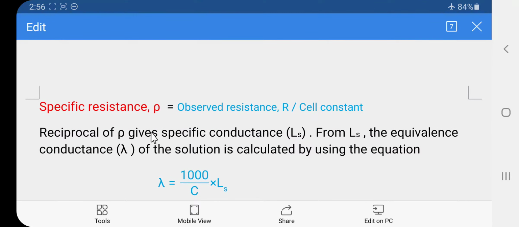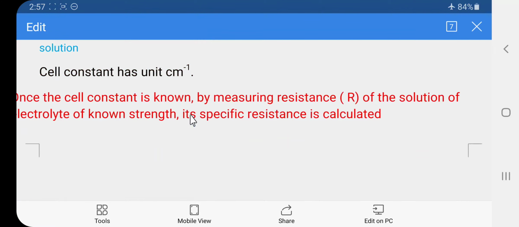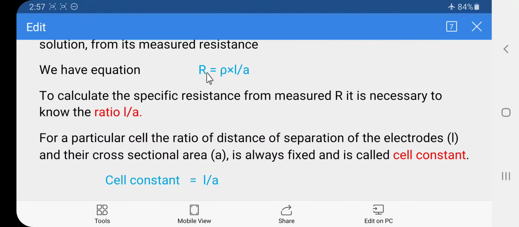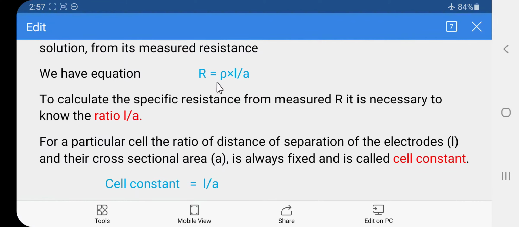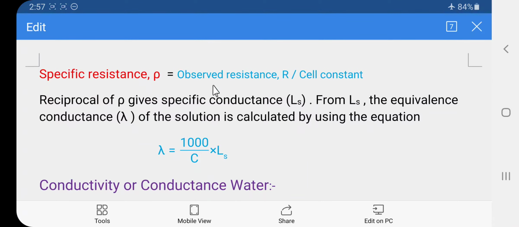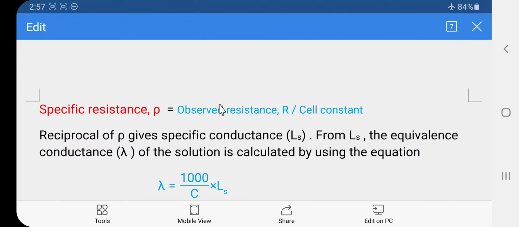Then the specific resistance rho is equal to the observed resistance R divided by the cell constant. This relation can be written from the equation that the cell constant is equal to R divided by rho, or R is equal to rho into L by A, where L by A is the cell constant. So the cell constant is equal to capital R divided by rho, where rho is the specific resistance. So the specific resistance is equal to the observed resistance R divided by the cell constant. The reciprocal of rho gives the specific conductance.